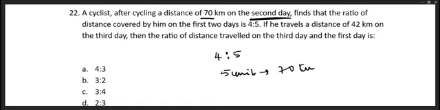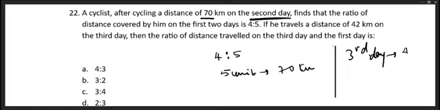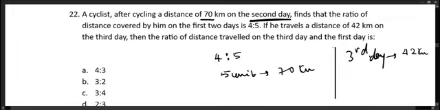If he travels a distance of 42 kilometers on the third day, again we are given that on the third day the cyclist covers a distance of 42 kilometers. Then we have to find the ratio of distance traveled on the third day and the first day. So we have to find the distance covered by the cyclist on the first day, and for that we have to find the value of 4 units.